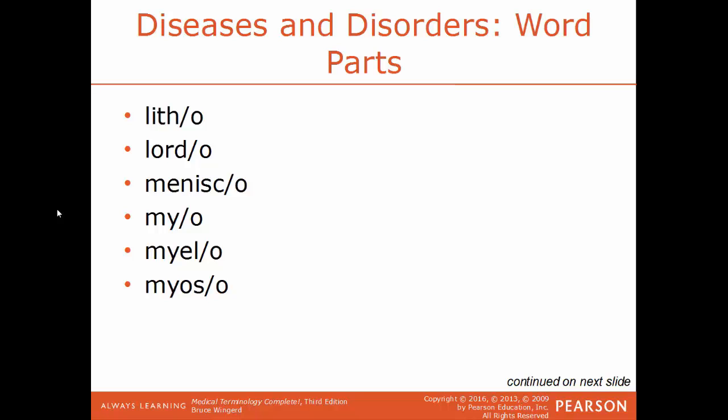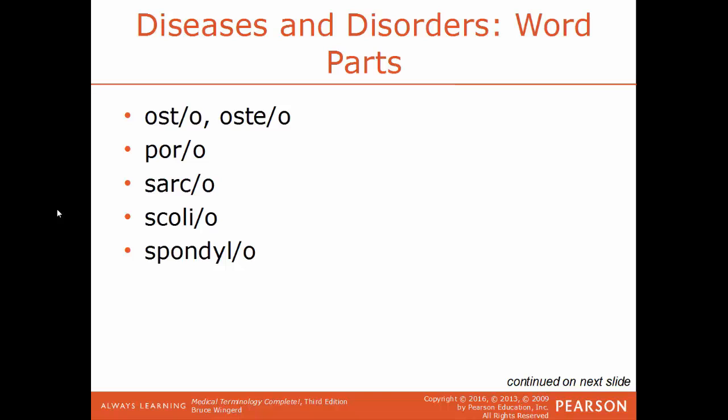Menisco is a reference to the meniscus. Myo is a reference to muscle. Myelo is a reference to the spinal cord, or also the bone marrow. And myos or myoso is a reference to muscle. Osteo is a reference to bone. Poro is a reference to an opening or a passageway of some kind. Sarco is a reference to flesh, not to confuse this with sacro, which is a reference to the sacrum.